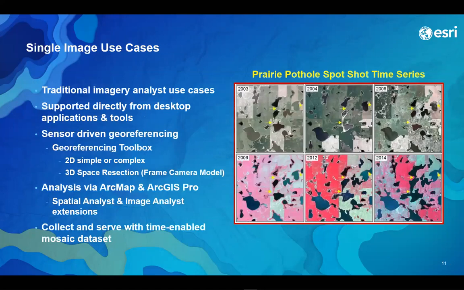So here's an example of a single image use case. Very traditional image analysts would have done this using ERDAS or ArcGIS Image Analyst or Spatial Analyst. And here, in this case, you have a series of images of the same geographic footprint over time. Same footprint, different seasons, different years. And part of the use case here is to do a time series analysis of change. And you could do these sorts of analyses using Spatial Analyst and Image Analyst, both in ArcMap and ArcGIS Pro. And so here you're looking at one footprint, multiple single images, and extracting the information you want.